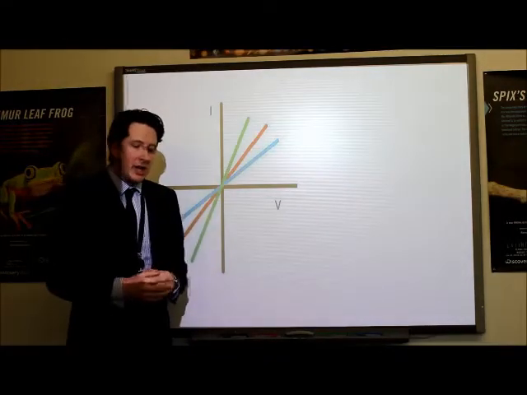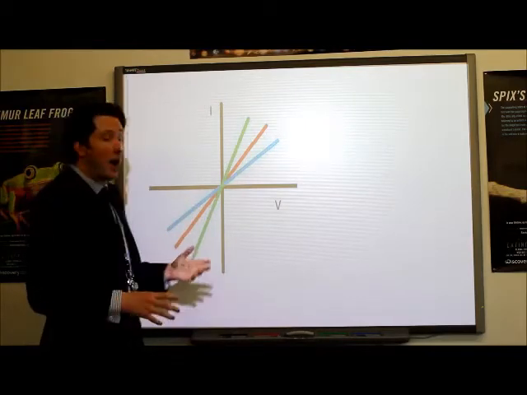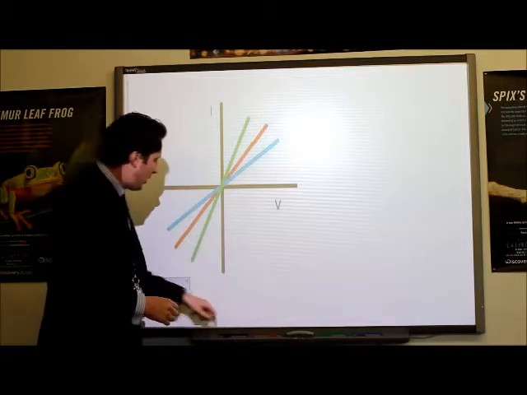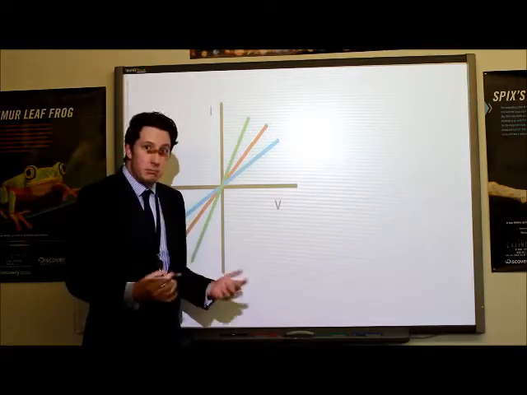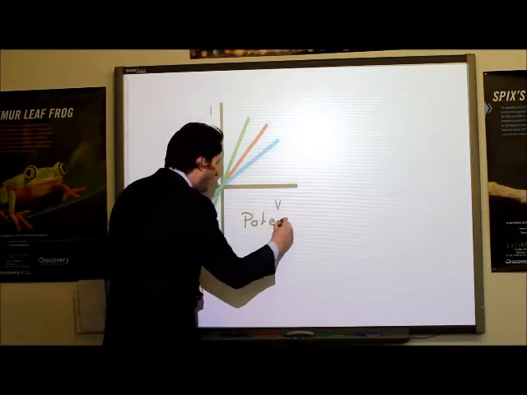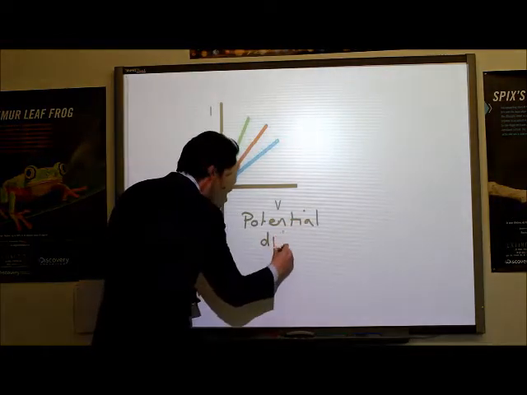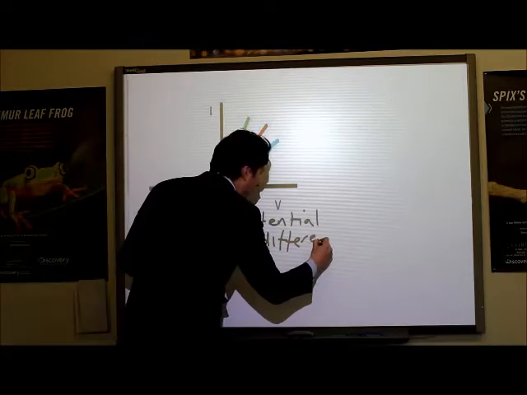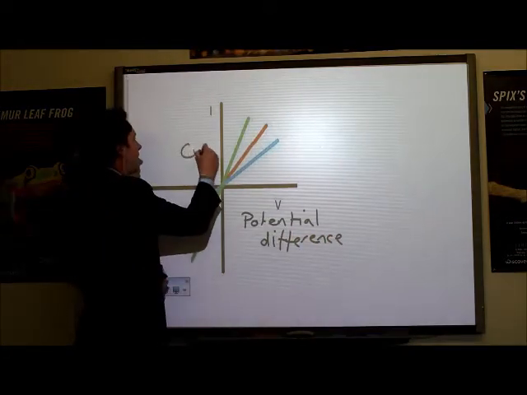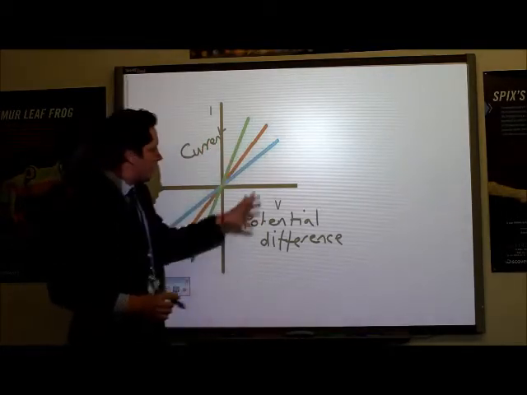So the first thing we're looking at is resistance. This is a type of graph called a VI graph or an IV graph. It actually shows two things. It shows V, which is volts, the unit, for potential difference. So this is potential difference along the bottom. And along the side here, I stands for the current. So we've got current and potential difference.